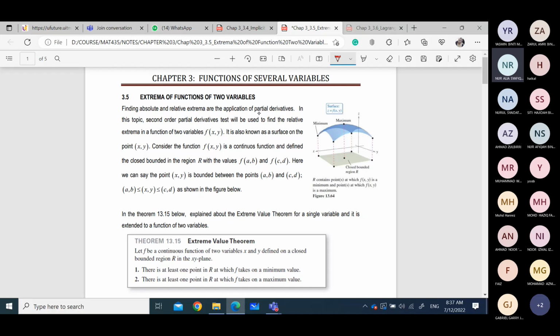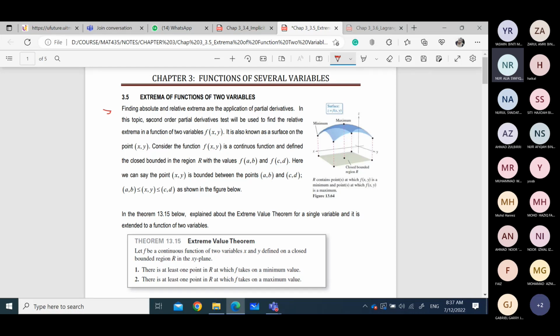So actually the purpose of these two methods is equal, because we want to find the maximum and minimum points, but we use different methods. Okay, so now we look at this method which is extrema of functions of two variables. Look at this note.